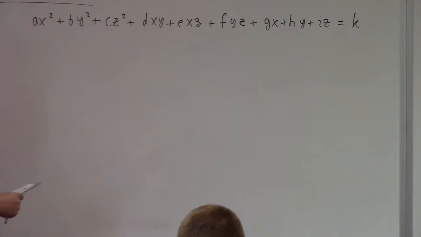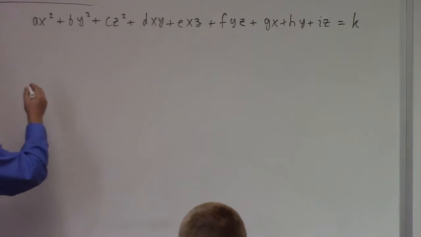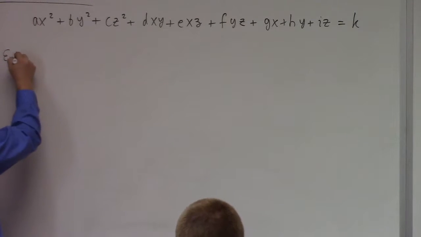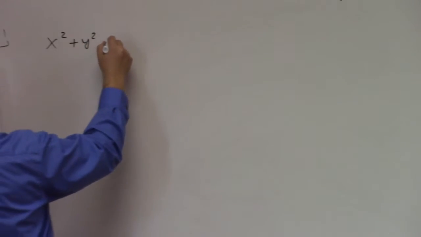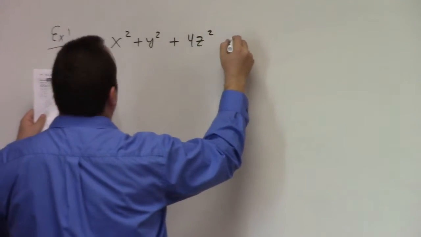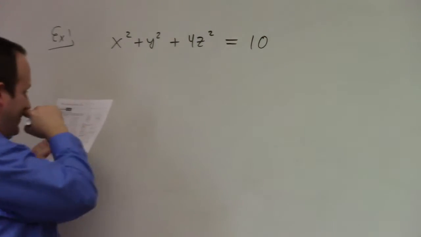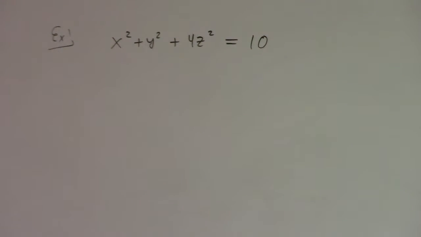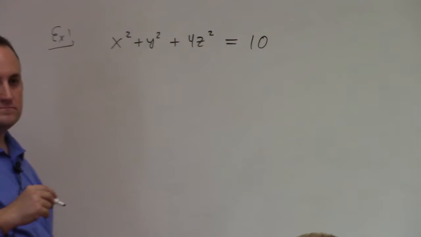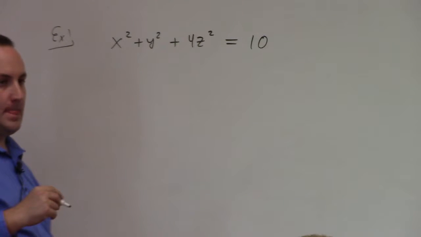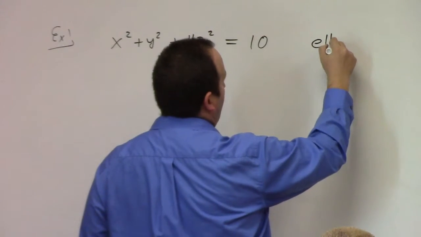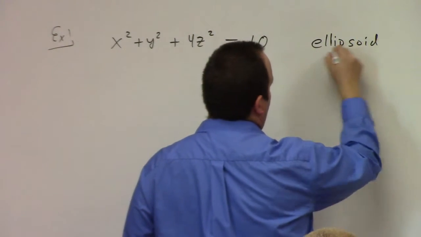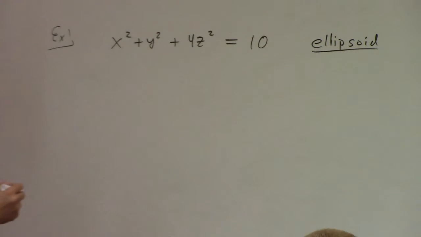Now, here, let's make it interesting. Let's flip the other side. Let's do a couple of examples. Suppose we have x squared plus y squared, I'm looking at number 1, 4z squared equals 10. What is this? In terms of the other side of the sheet, what is this? This is an ellipsoid, right? Which is fancy speak for squished sphere.